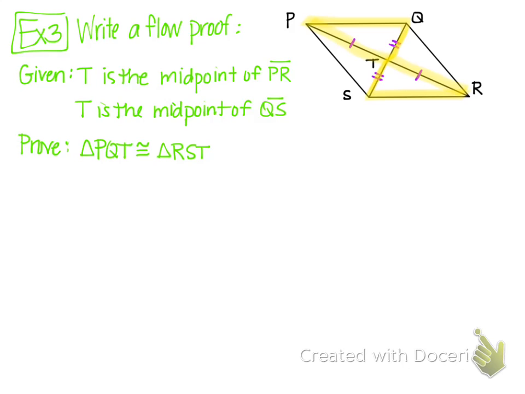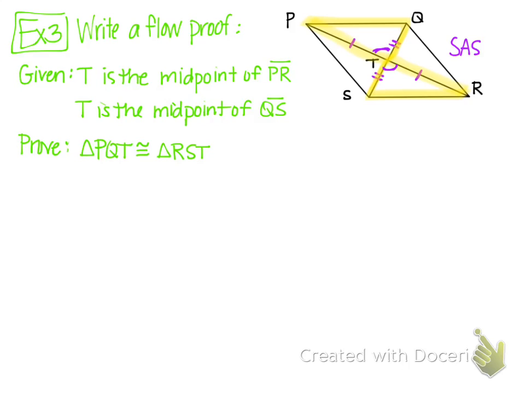Now, we've got 2 sides. The last thing you need is one more piece of information. So if you take a look, we actually have a set of vertical angles. So we can say that these two are congruent because they are vertical angles. So now we can say that these two triangles are congruent by side angle side. So let's do our flow chart.